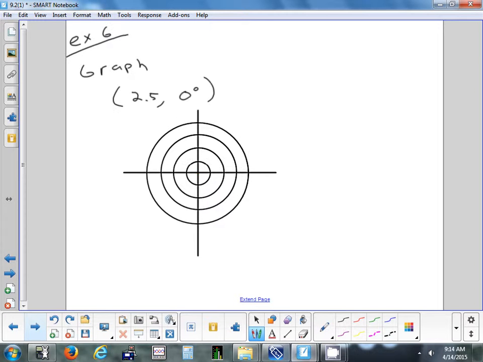How about if we switch it? Is this going to be at the origin? No. Where's this one going to be? 2.5 to the right. Right. So you go 2.5 units to the right, and we don't move at all for the angle. So stay right on the positive x-axis.